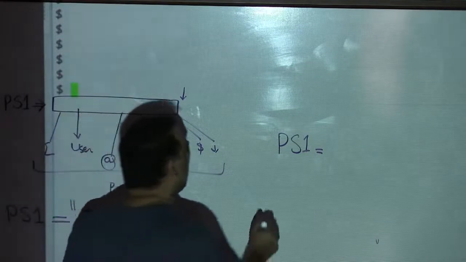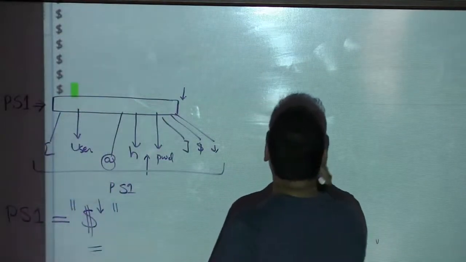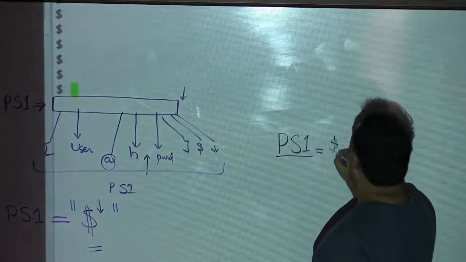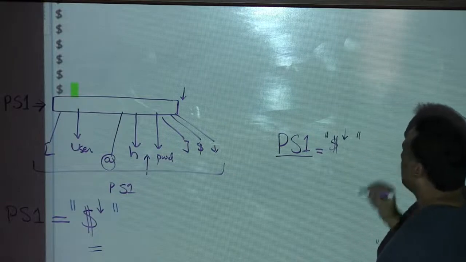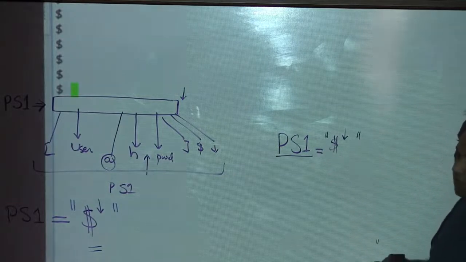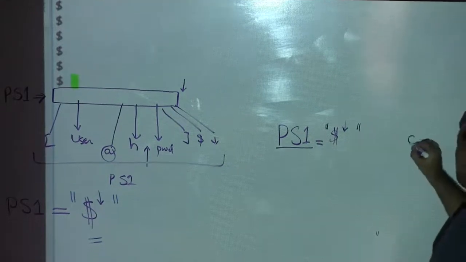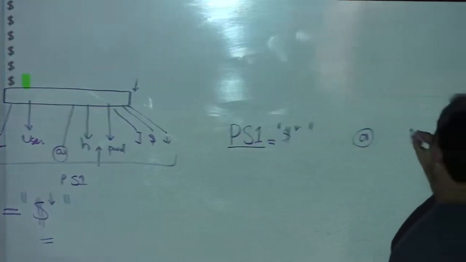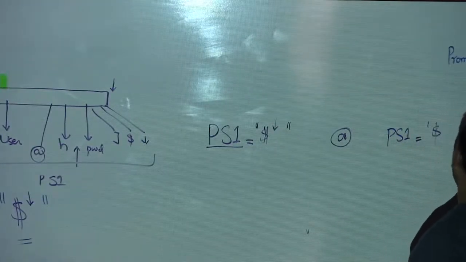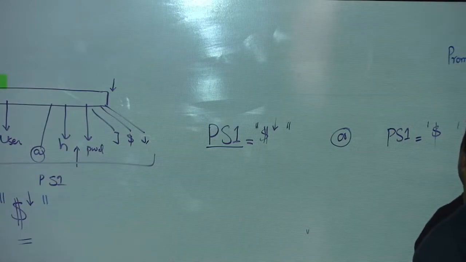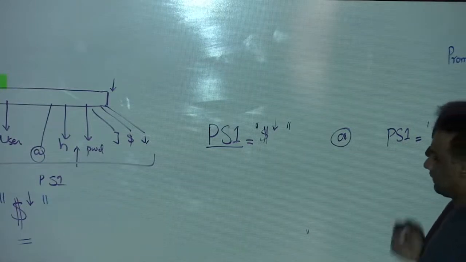So basically all I'm doing is setting the prompt setting 1 to dollar followed by a space, and because I have a space, I'm going to wrap this in double quotation. Or I can also use the single quotation, PS1 equal to single quote dollar, and then that's it. Make sure you put a space in here.